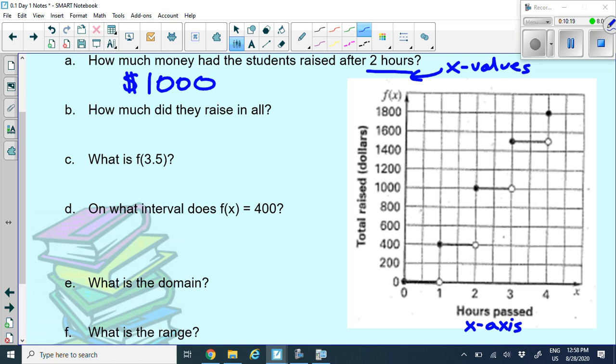Now, it says, how much did they raise in all, okay? So now we once again have to ask ourselves, what are we trying to find? It should be the money, right? So it's going to be our f of x, or the vertical axis, okay? Go ahead and pause the video and figure out how much did they raise in all.